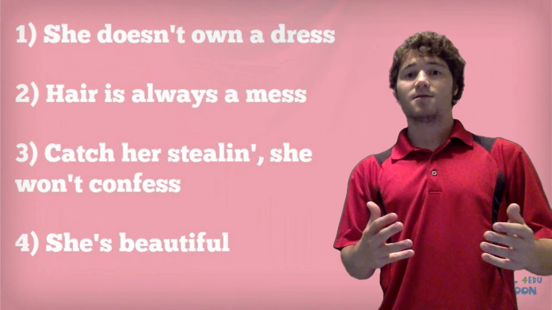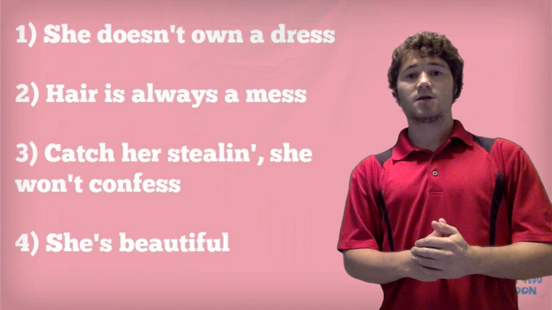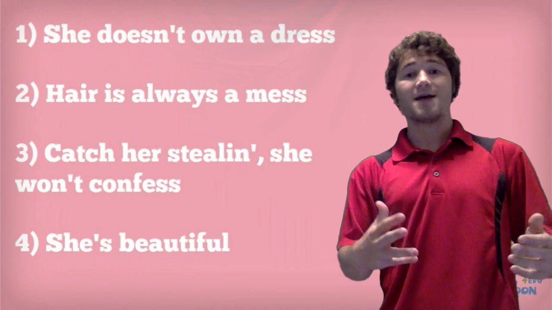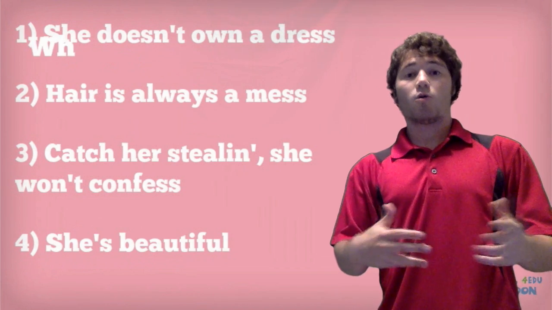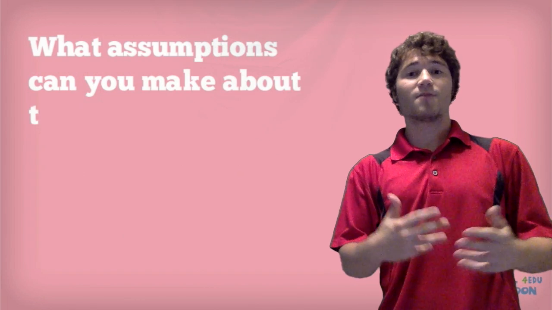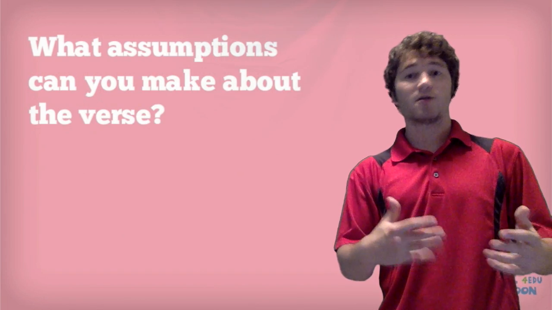The last line that is indirect characterization, catch her stealing, she won't confess, is something I'll leave up to you. What predictions or assumptions would you make about the character based on that description the author gave you?